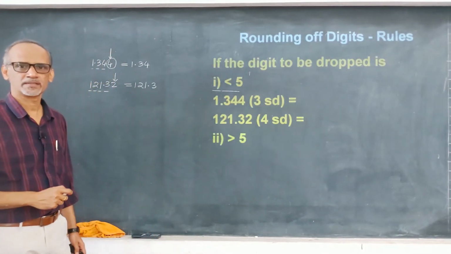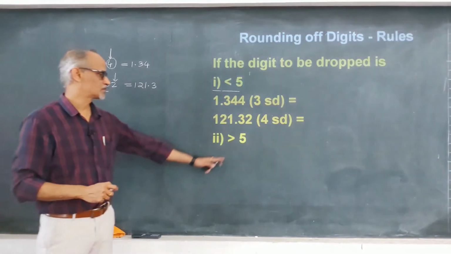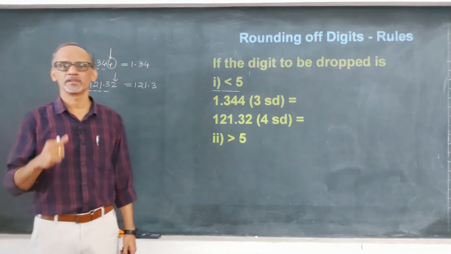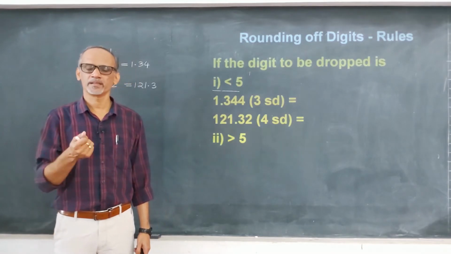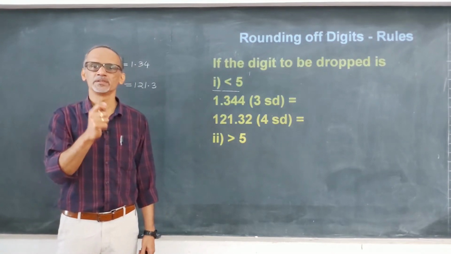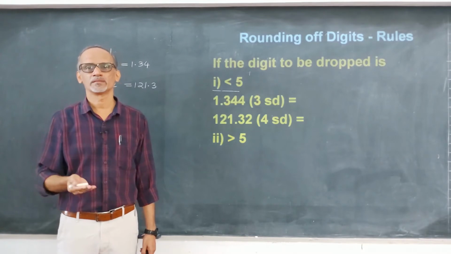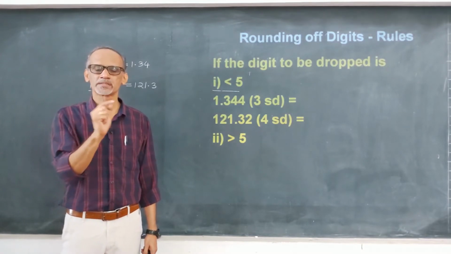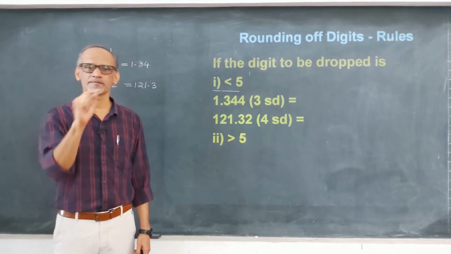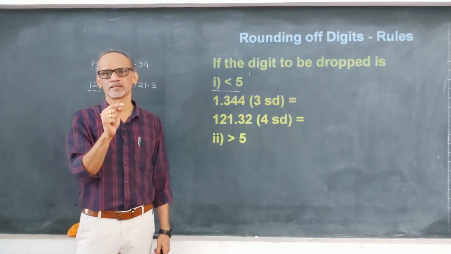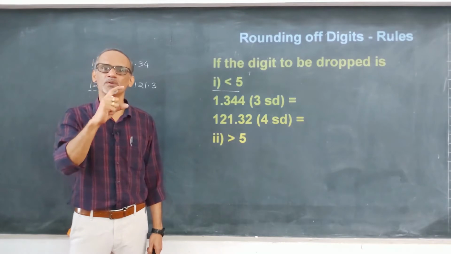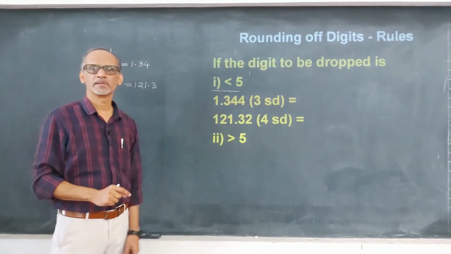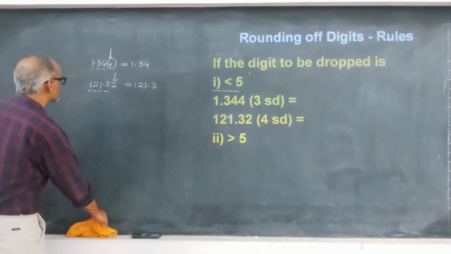Now, let's learn what if the digit to be dropped is more than 5. If the digit to be dropped is more than 5, then the previous digit is to be raised by 1. You have to increase the previous value by 1. If it is 3, make it 4. If it is 5, make it 6, correct? Likewise, you have to add one to the previous digit, only if the digit to be dropped is greater than 5. That is rule number 2.